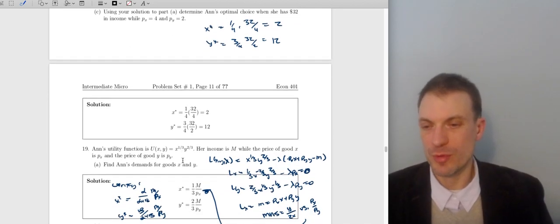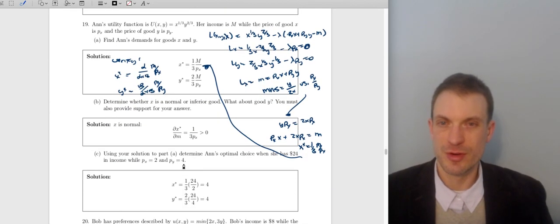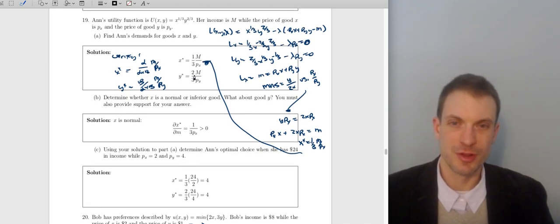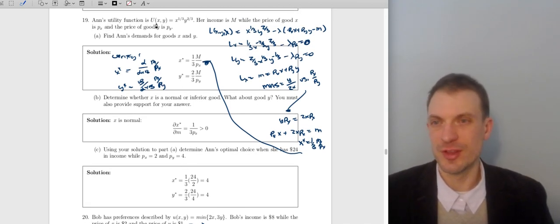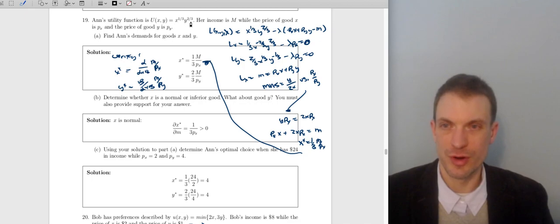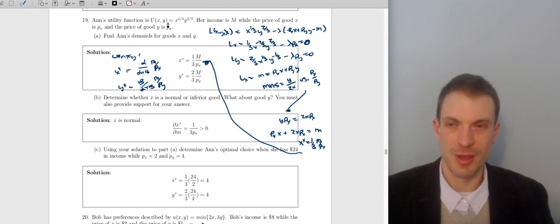Oh, I wanted to do one more similar Cobb-Douglas. So now I'll do the Cobb-Douglas with the Lagrangian. So Ann's utility is X to the 1/3, Y to the 2/3. You could probably skip ahead and just say, well, this is alpha, that's beta. My Cobb-Douglas demand for X is alpha over alpha plus beta, M over PX. So it's going to be 1/3 M over PX. And then 2/3 M over PY is going to be my Cobb-Douglas demand for Y.